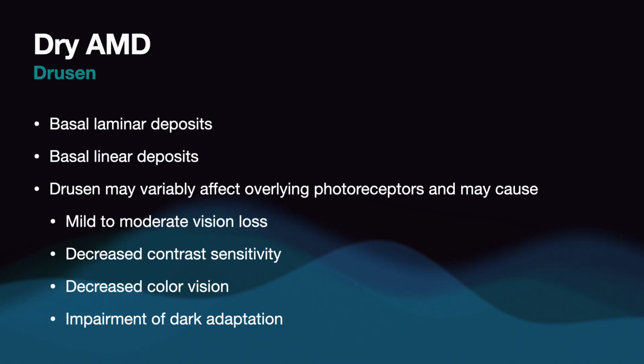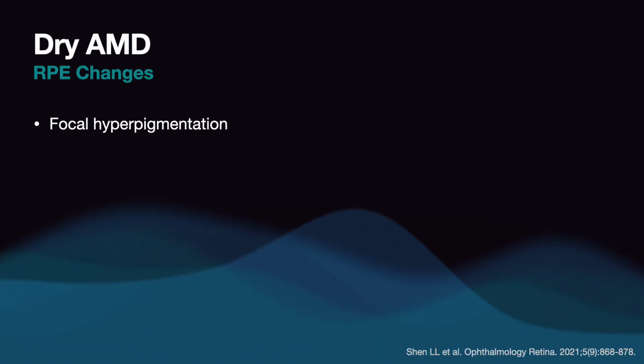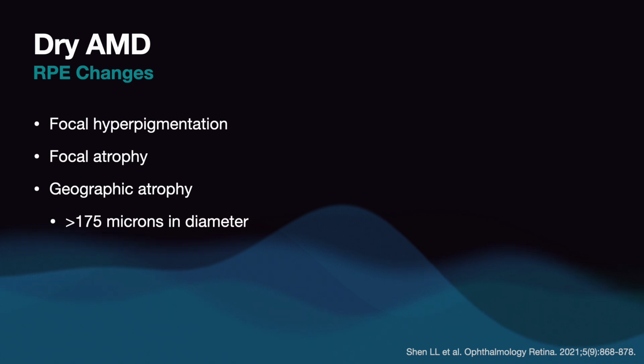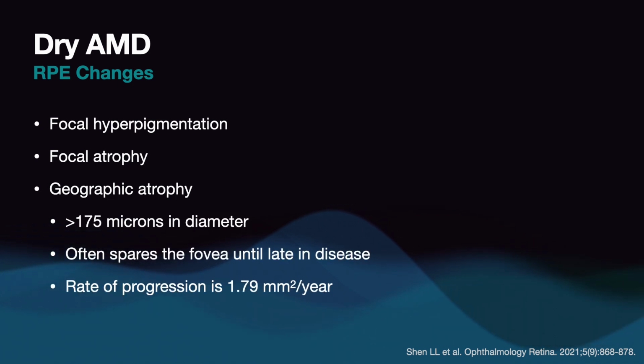If you spend time talking to your AMD patients long enough, you're going to hear about the dark adaptation quite a bit, especially from my patients who are farmers. You'll hear about the other things as well, especially from the painters. So dry AMD, we talked about focal hyperpigmentation and atrophy. GA is defined as greater than 175 microns in diameter, and often spares the fovea until late disease.